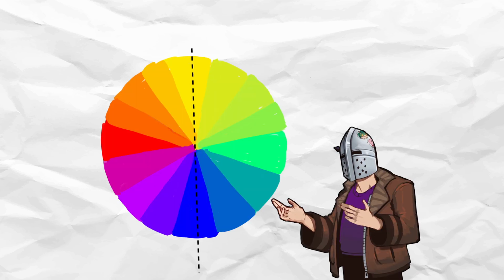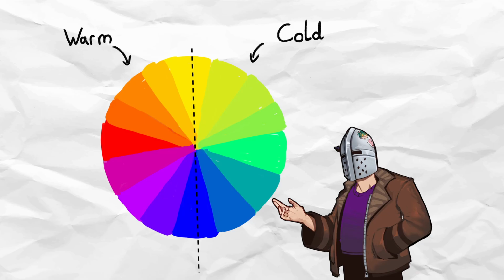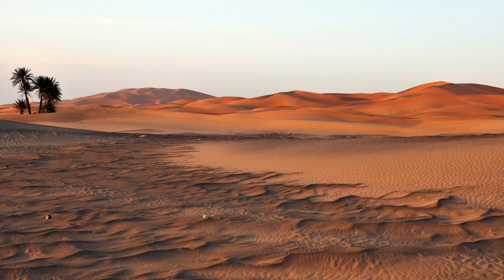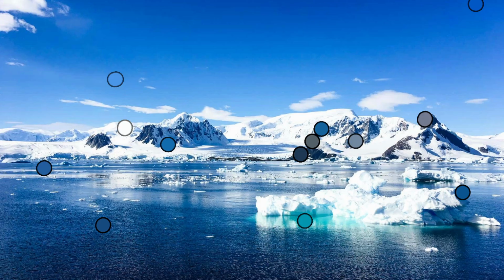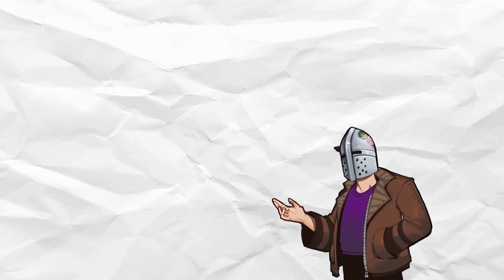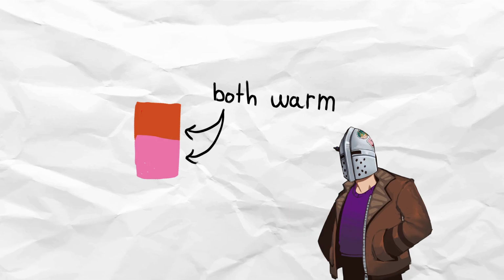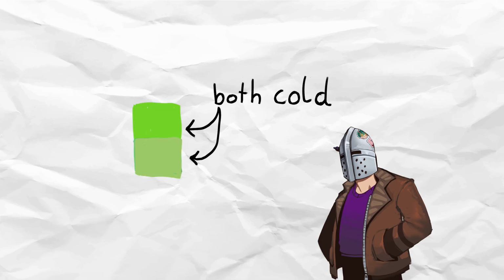You can separate the color wheel into warm and cold colors. Warm colors are closer to red and cold colors are closer to blue. That's why a desert looks like this and a tundra like this. Warm and cold is relative to the color, and even warm colors can appear cool when placed next to an even warmer color. Same goes for cold colors, as they will become warmer relative to each other.